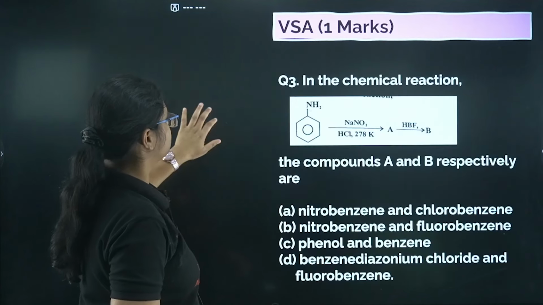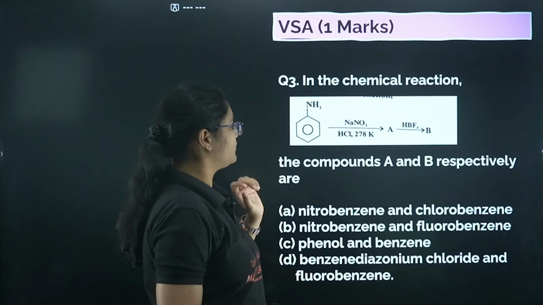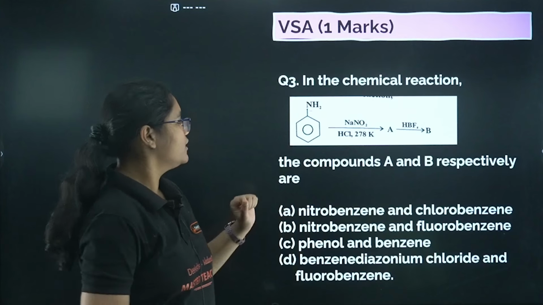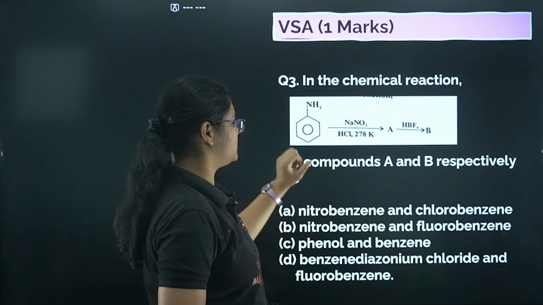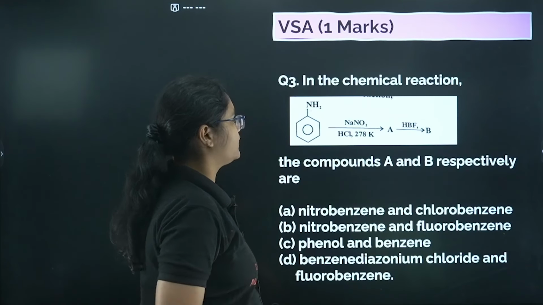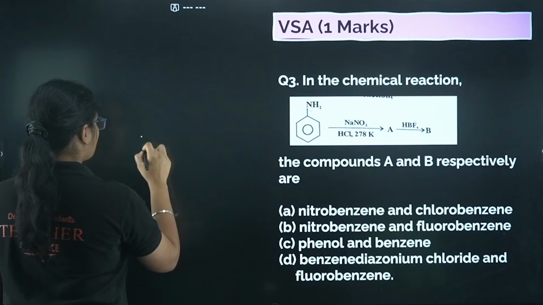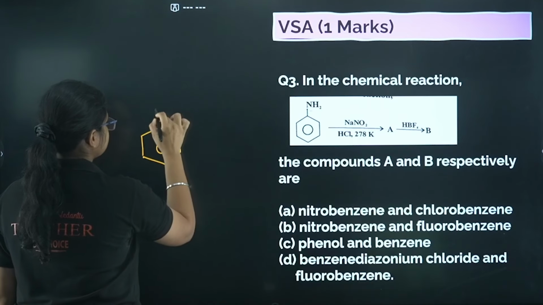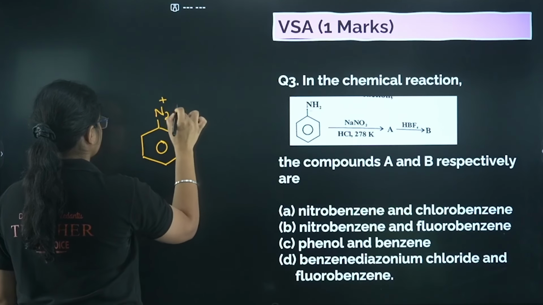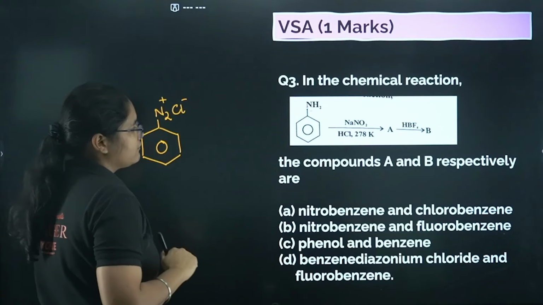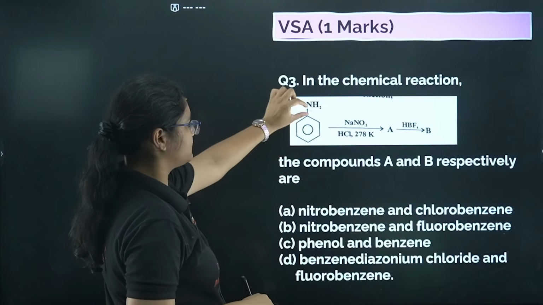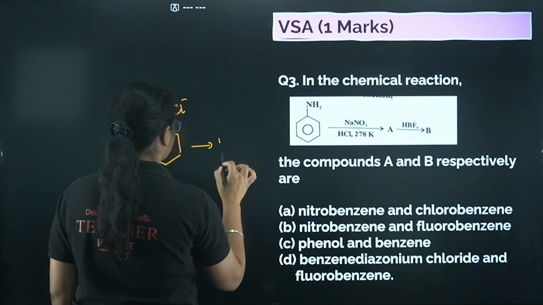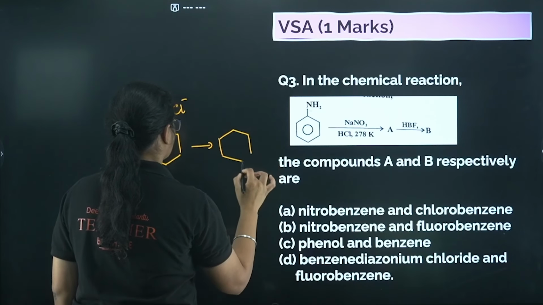Next, moving to question number 3: in the chemical reaction, the compounds A and B respectively are. If you have NaNO2 and HCl, this NH2 gets converted to N2+ Cl-, that is the diazonium chloride. After that, when you treat it with HBF4, it will give me fluorobenzene.